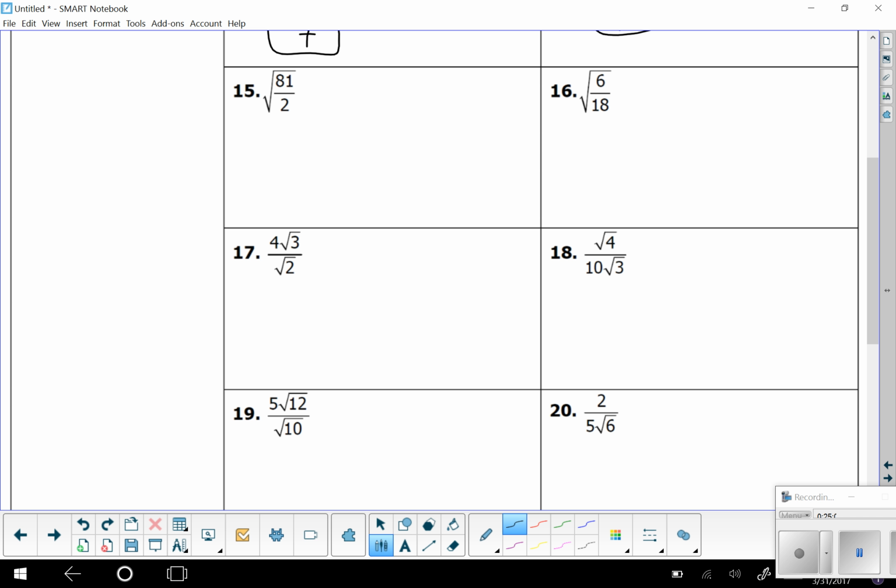For 15, you need to break it up into their own square roots. And then we need to multiply top and bottom. Now what's the square root of 81? 9 over 2.